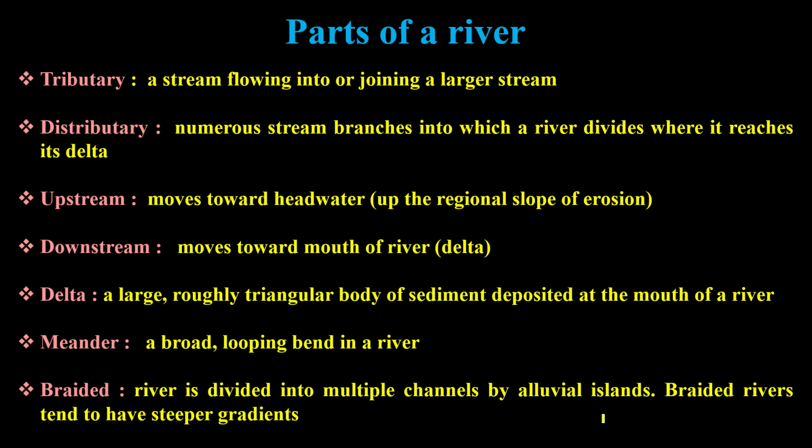Then we have meander, a broad looping bend in a river. Braided: a river divided into multiple channels by alluvial bands. Braided rivers tend to have steeper gradients. Learn up these definitions for a fill in the blank or a 1 mark objective question.